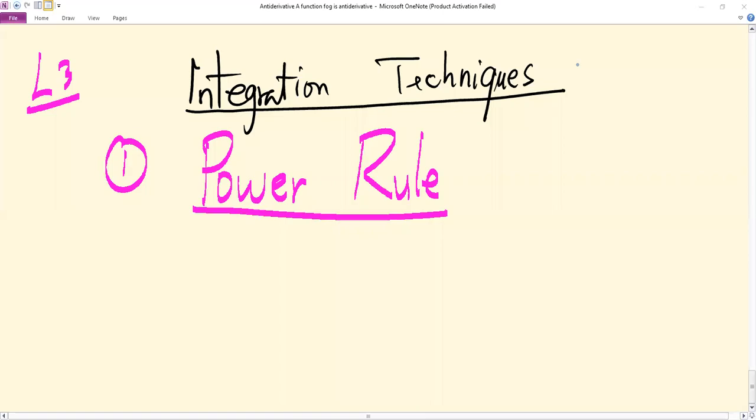Welcome to this class. In this session, we will discuss techniques of integration, and we'll start with the first basic technique of integration, the so-called power rule. So let's give the statement and then do some examples.